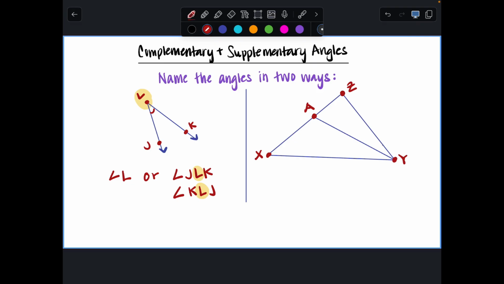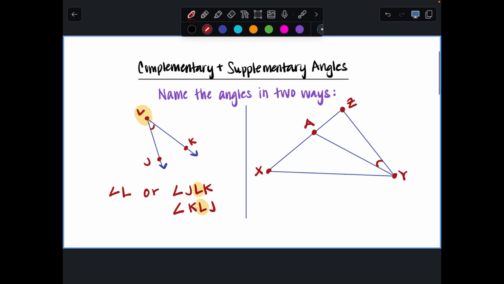Okay, if I ask you to name that angle in the corner, it's at a vertex where there are two angles, so we have to be very specific. I cannot just say angle Y, because it could be the whole big angle, or it could be either one of those two smaller ones. So I would name this either ZYA or angle AYZ. Again, that letter has to be in the middle.